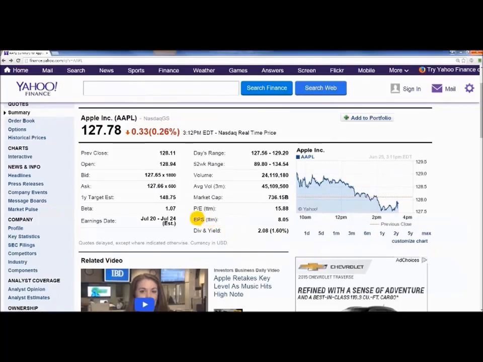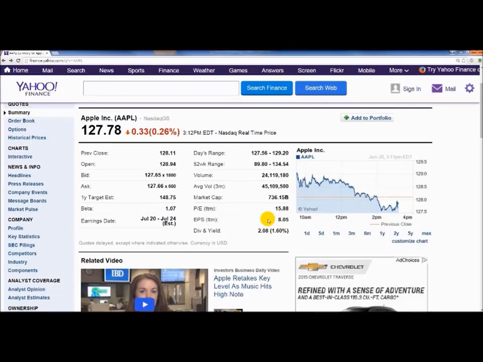Next we have earnings per share. This is where we take the net income of the firm over the last 12 months and divide it by the number of shares outstanding. And here we have $8.05 per share. So if we took that $8.05 per share and multiplied it by the number of shares outstanding from earlier, we would see that their net income in the last year has been $46.38 billion.